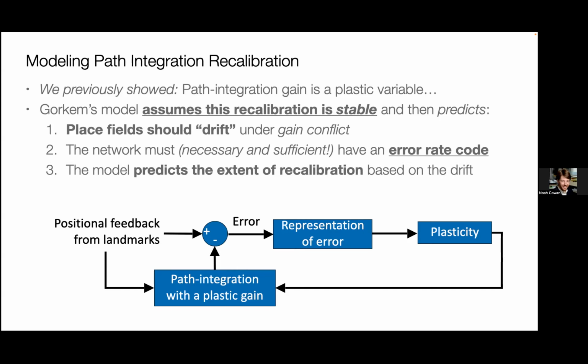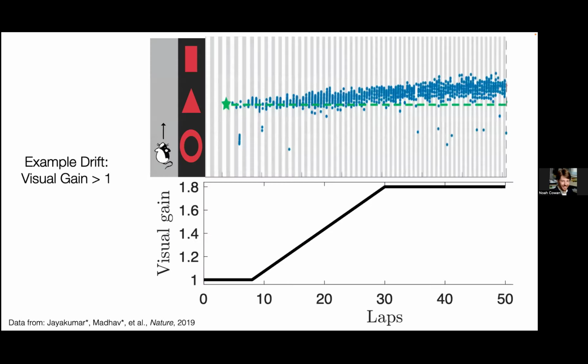And then finally, he was able to use this model to predict the extent of recalibration based on the drift and the error code. And so what is the drift? It's actually a prediction in hindsight. We actually knew about this drift in Ravi and Manu's original paper. And the idea is very simple. So if the gain is greater than 1, that means that I'm going to get to the landmarks before I think I should have if I haven't recalibrated.